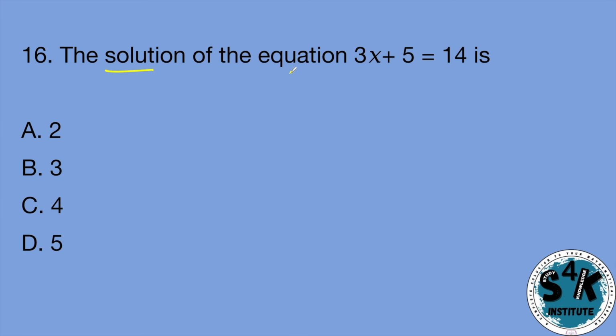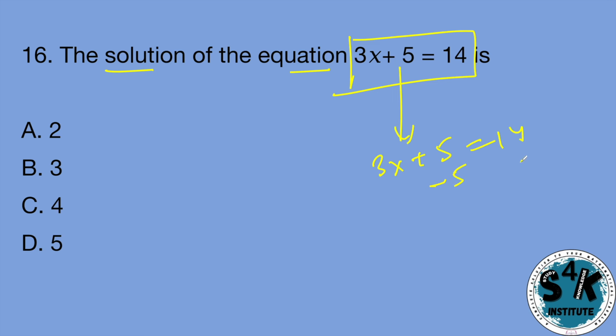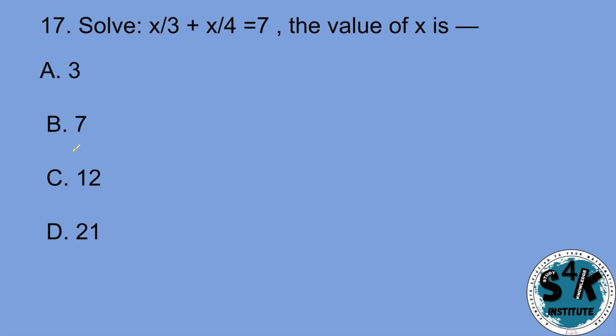So the solution of the equation 3x plus 5 is equal to 14. So what do you do? 3x plus 5 is equal to 14 is given to you. Subtract 5 on both sides, you will get 3x is equal to 9. Then divide by 3 on both sides, you will get x is equal to 3. So the answer is B. Okay.